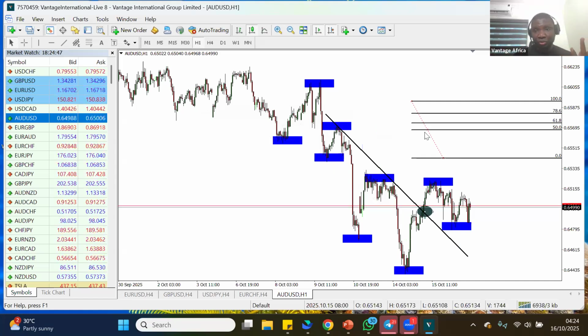Now you can change the colors as well. You can see my colors here are black, and the reason is that I'm using a white screen. If you're using a black screen, I think it comes in yellow and red: the middle one is red, and then the lines are yellow.